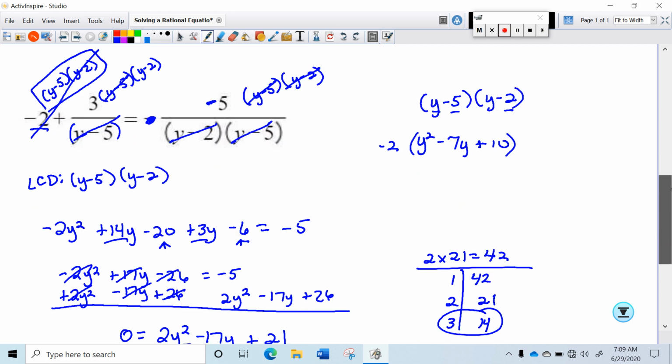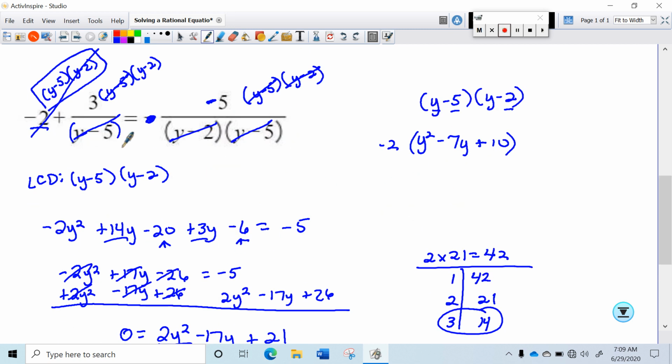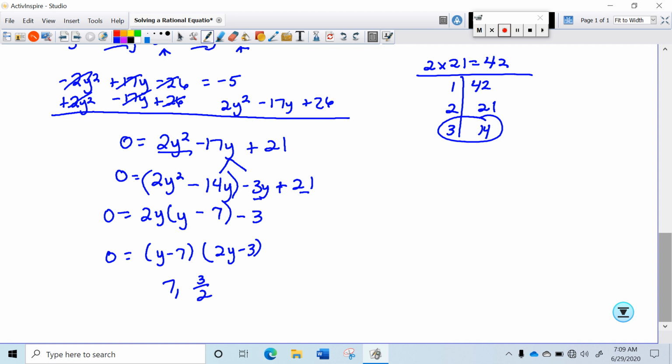Let's check that up here. 7 and 3 over 2. Neither one of those makes the denominator equal 0. So those are the two answers.